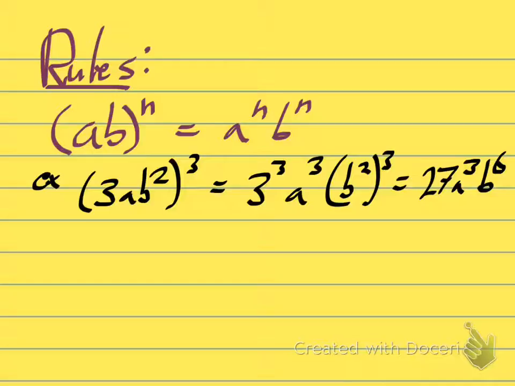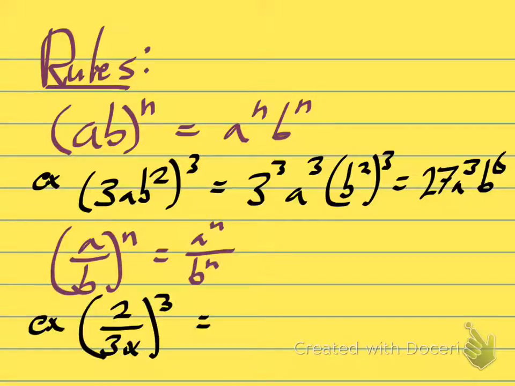Okay, so let's say we're taking the power of a quotient. Well, except for the fact that instead of multiplying, we're dividing, it's exactly the same thing. So if I have a over b raised to the nth power, I take the nth power of the a and I take the nth power of the b, and of course they stay in the same part of the fraction they were in before.